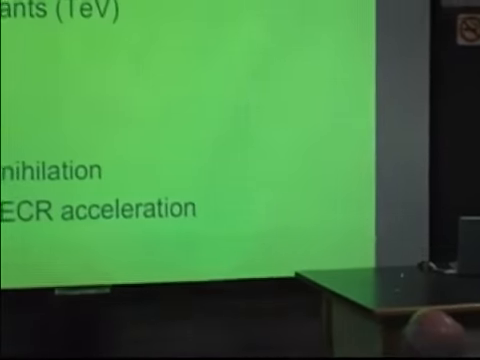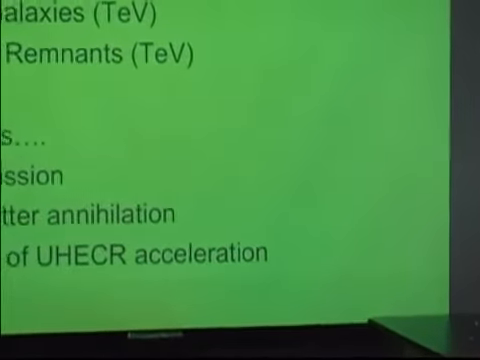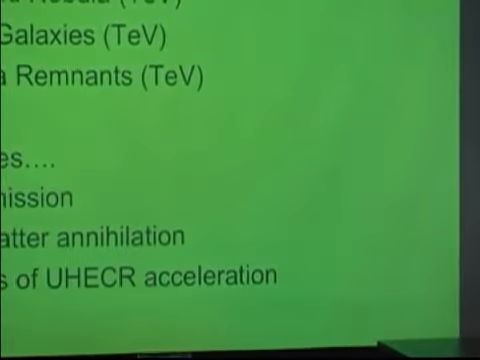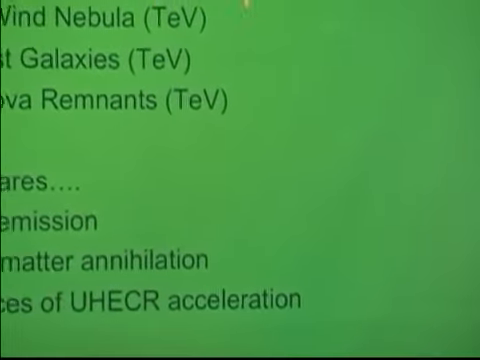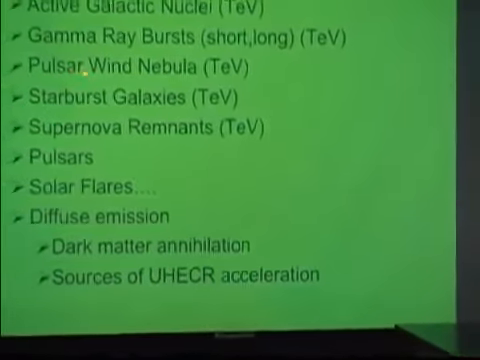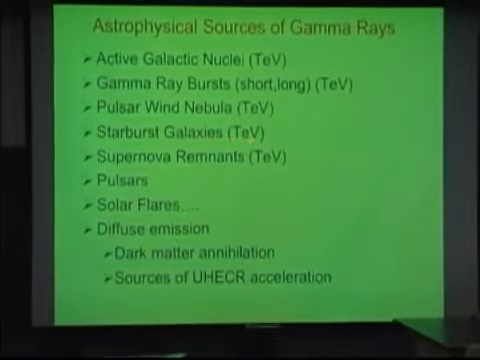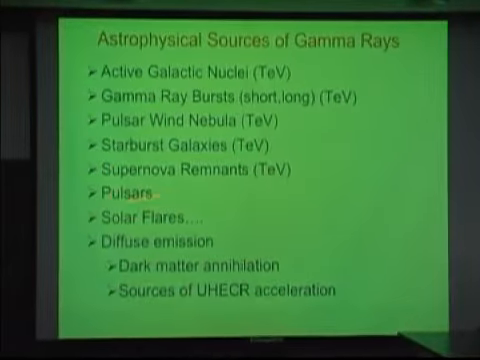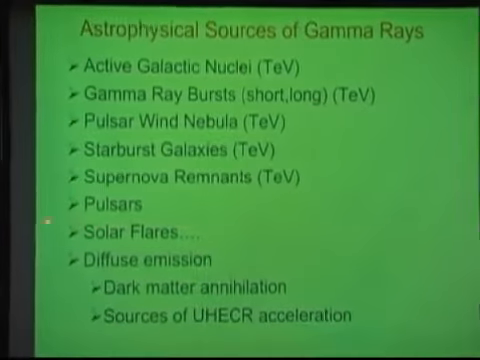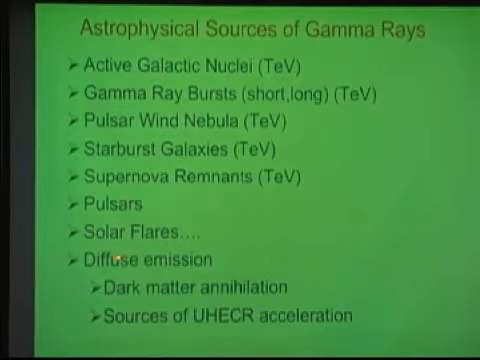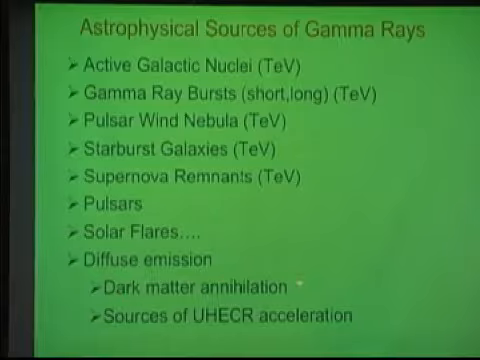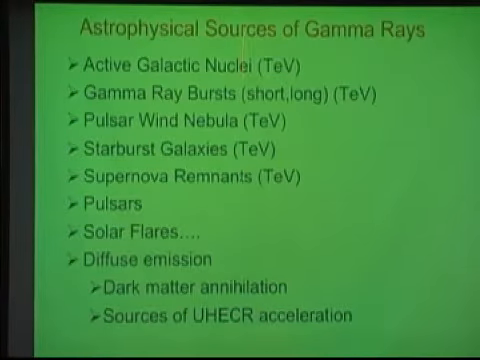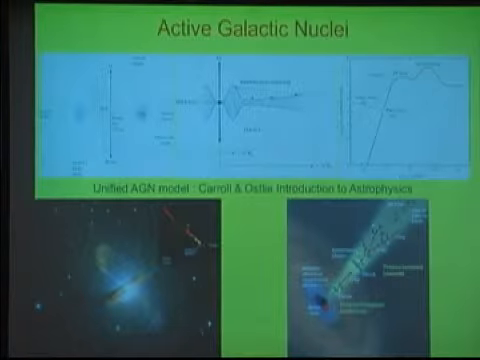So where was I? Active galactic nuclei, gamma ray bursts, both short duration and long duration. Objects known as pulsar wind nebulae, starburst galaxies, supernova remnants, pulsars, solar flares even, as well as this diffuse emission, dark matter, and the sources of ultra-high-energy cosmic ray acceleration. I'm going to go through some of these, one slide at a time.